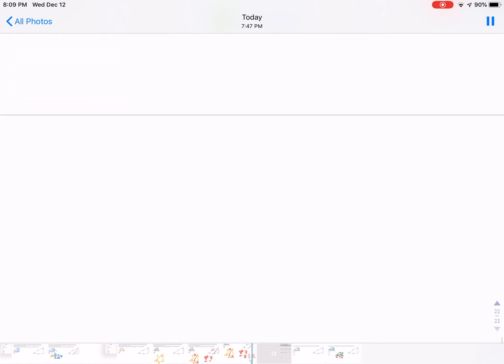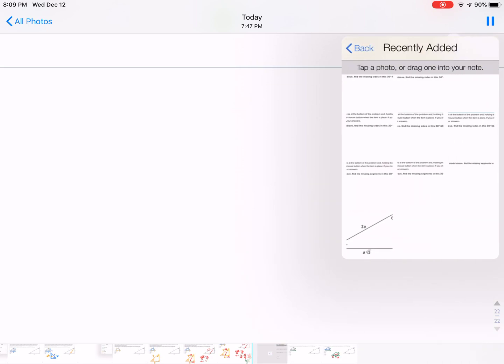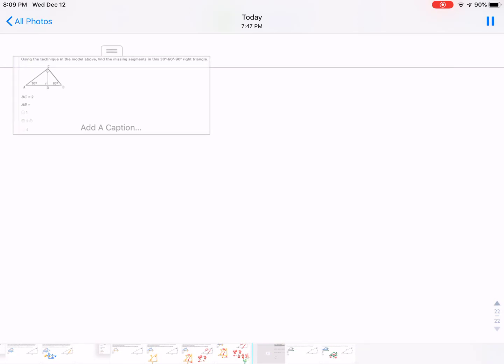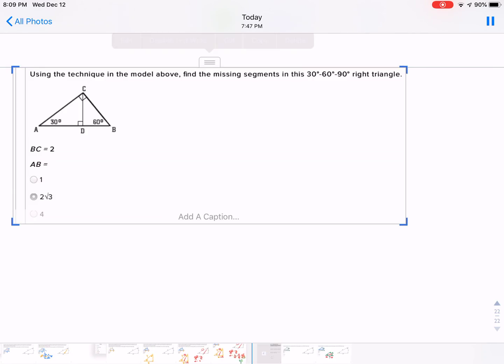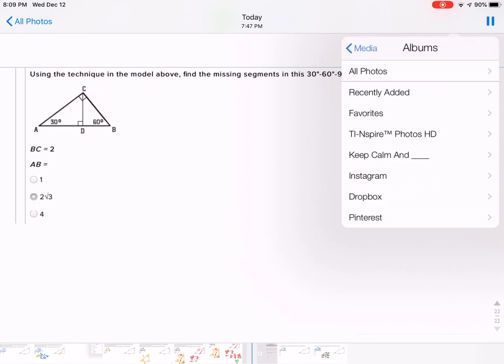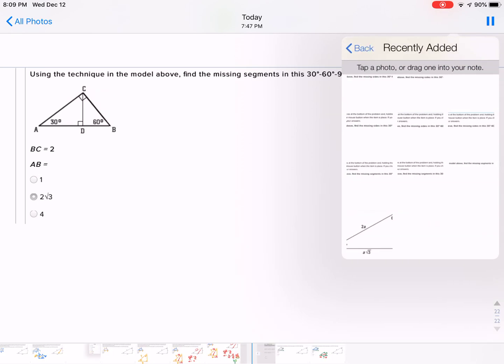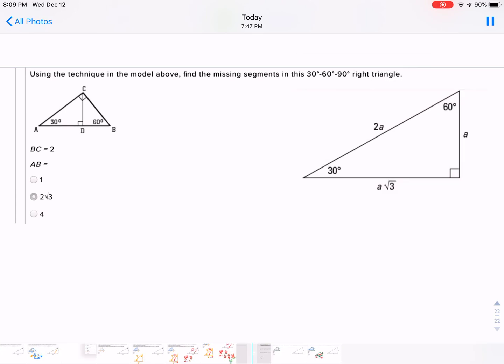Okay, let's see the next one. Remember, at any time you can hit pause to write down whatever you need to. Okay, here's this. Let's get that 30, 60, 90 triangle on here so I can write on it. Okay, so this one says BC is equal to 2, and they want me to find AB.